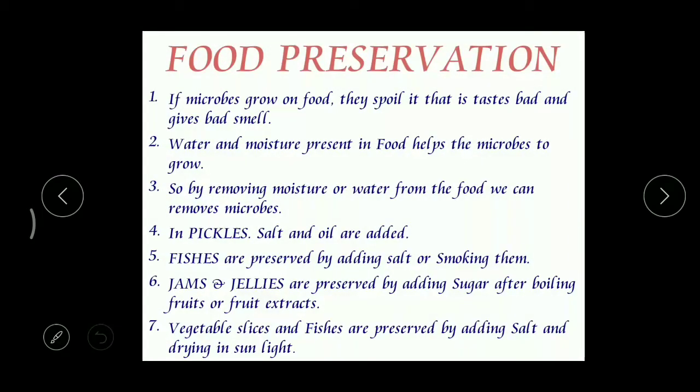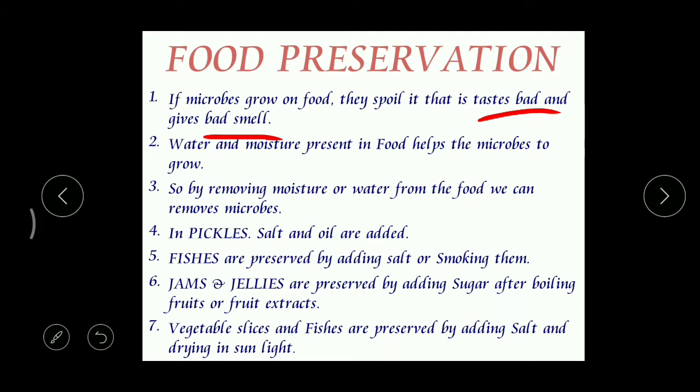Food preservation. What is meant by preservation? Storing. Food storing. So how to store the food material? Whenever any food material is spoiled, how can we identify that? We can identify that by bad smell. When food is spoiled, it gives a bad smell, and even its taste is not good. That means we can find a bad taste.